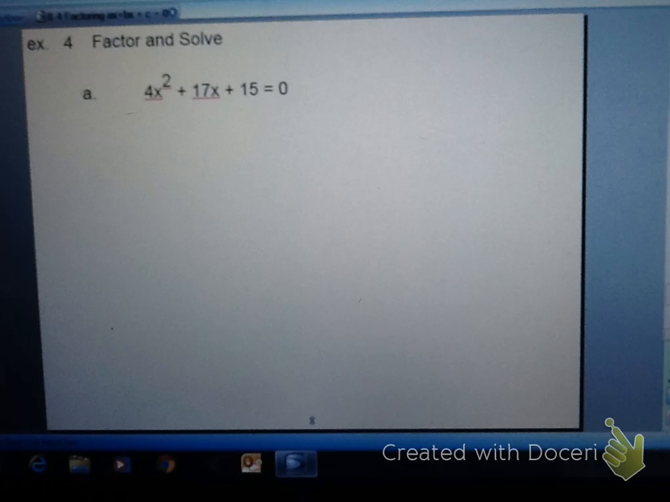Example 4a, before I can solve, I have to factor. So again, I'm going to split the middle term. Multiply 4 times 15, I get 60. Now, again, I know that's 10 times 6. What are my signs going to be? If the last sign is positive, that means they are both going to be whatever the first sign is. So they're both going to be positive. When I add 10 plus 6, I get 17.